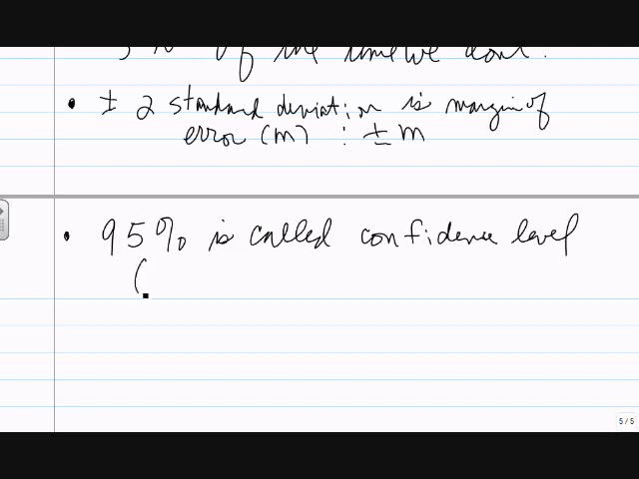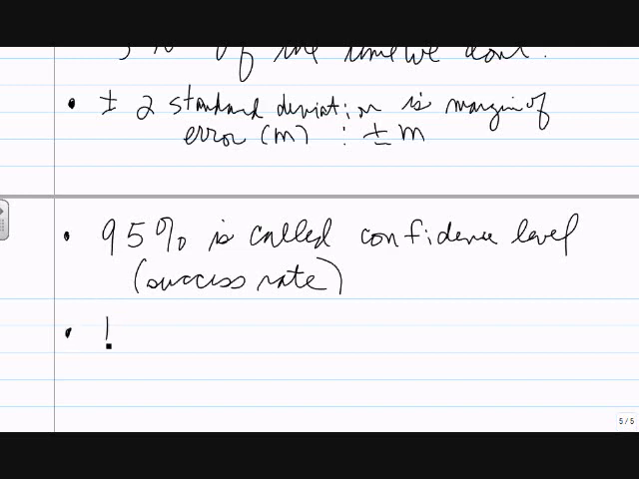Essentially, it is your success rate. 95% of the time you're going to give a correct interval. 5% of the time you can give an incorrect interval. Playing the odds here.